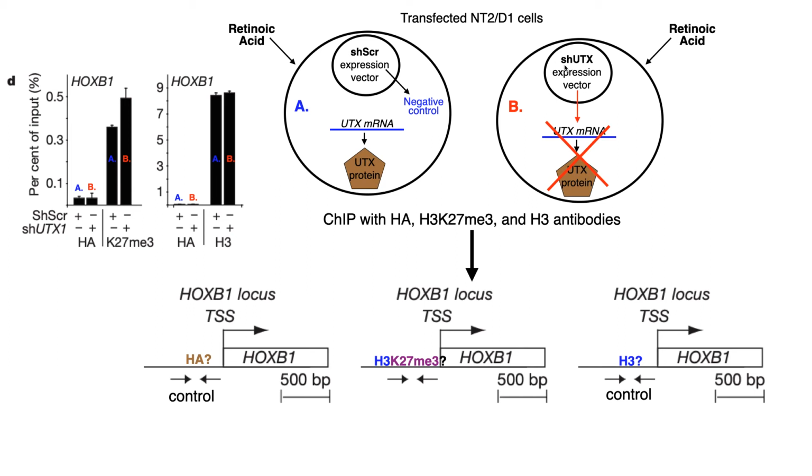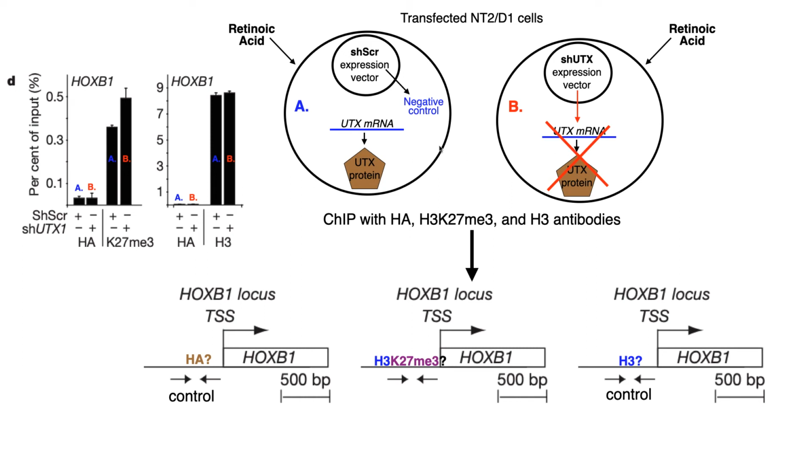that controls the short hairpin UTX. This is an expression vector that will express a UTX microRNA that binds to UTX messenger RNA and knocks it down, and therefore knocks down UTX protein. So there's less UTX protein in these cells here.